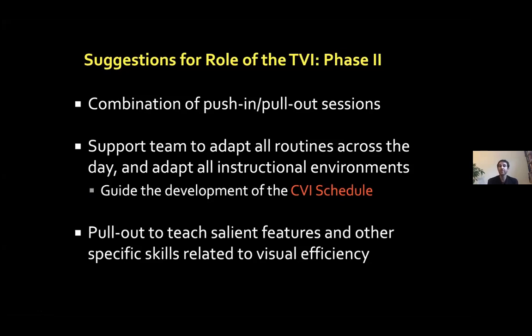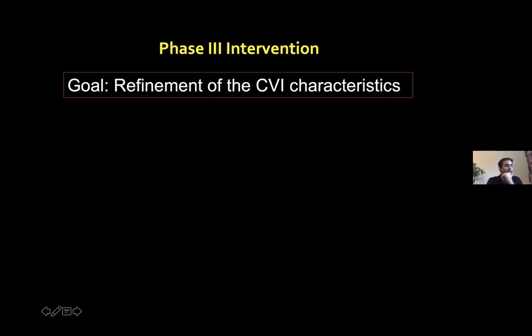So it's often the TVI's role in phase 2 to support the rest of the team to figure out what they can be doing. The pull-out sessions may be more about teaching specific skills related to visual efficiency. And we'll talk about salient features in a little bit. That's a whole other area we're going to get into in a minute. Okay. So phase 3. Phase 3 intervention, remember phase 3 is 7 to close to 10.